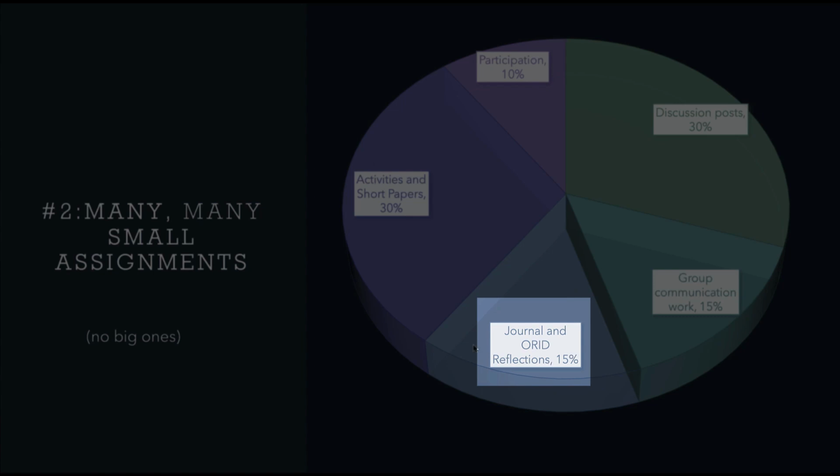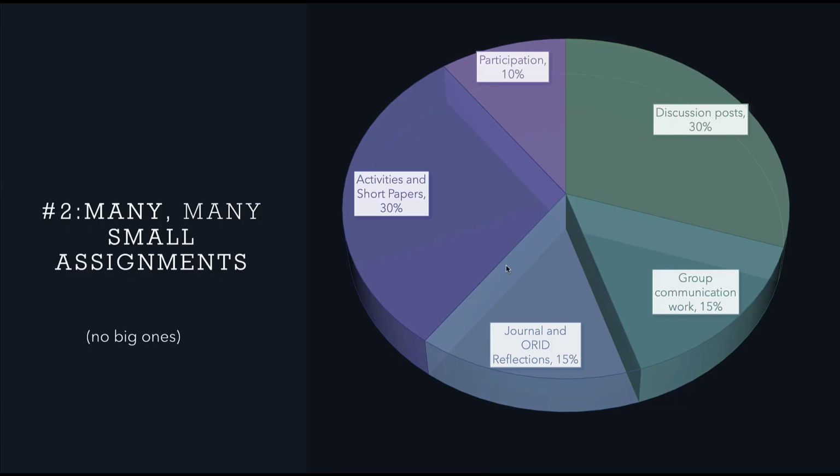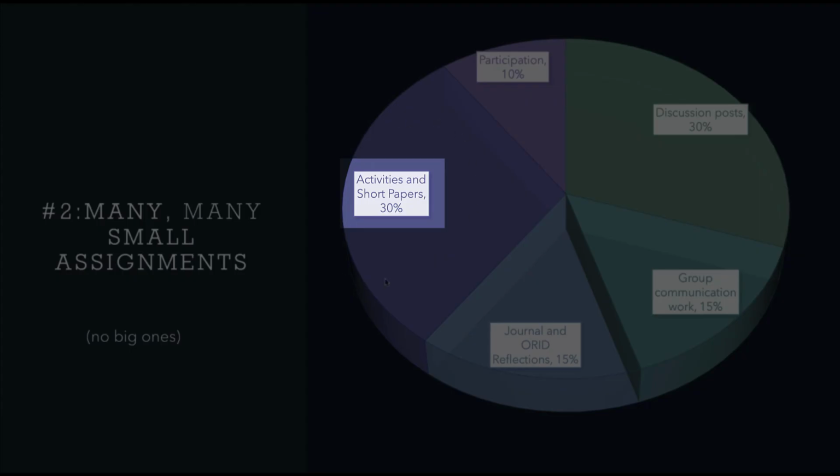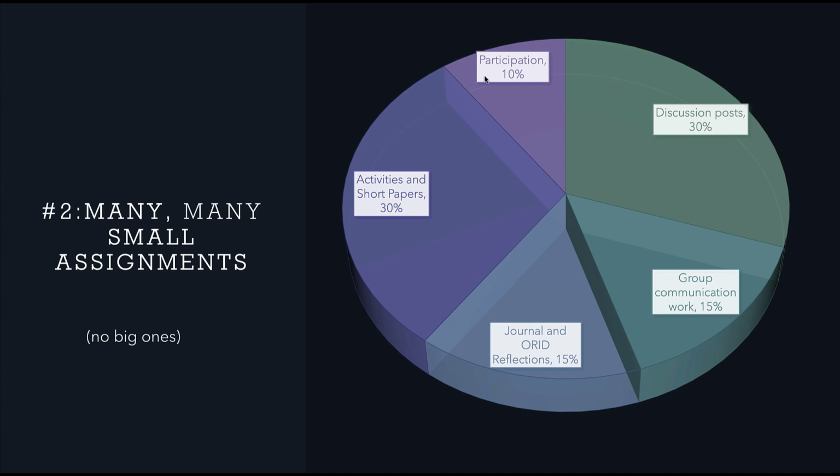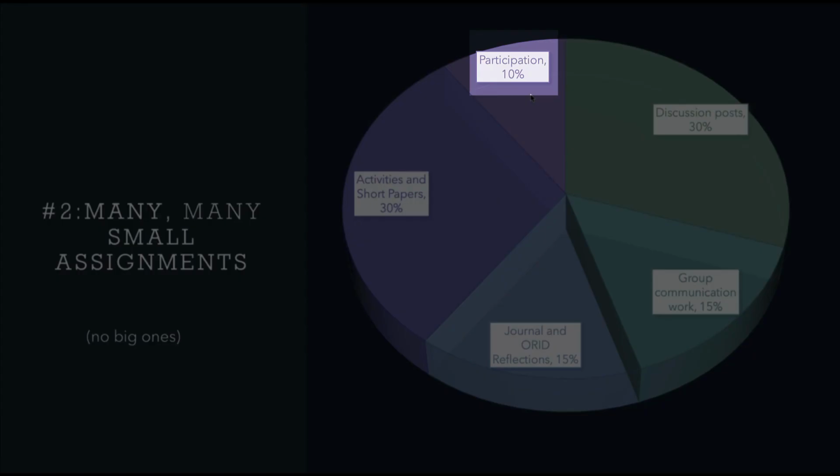You'll be keeping a personal journal in which you will record some personal observations and writing reflections that you turn in. You do about 7 of those throughout the course. One of them you can drop actually, and that is 15% of your grade. You have activities to do, and on most of those activities will result in you writing a short paper, and that is 30% of your grade. And then on top of that, there's our participation grade, and that's about 10%.